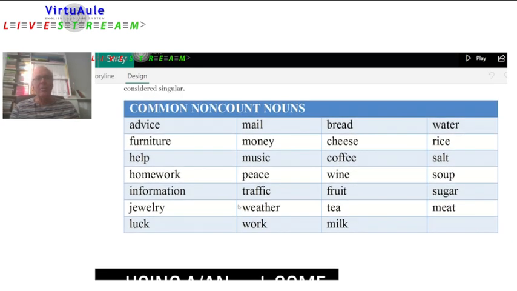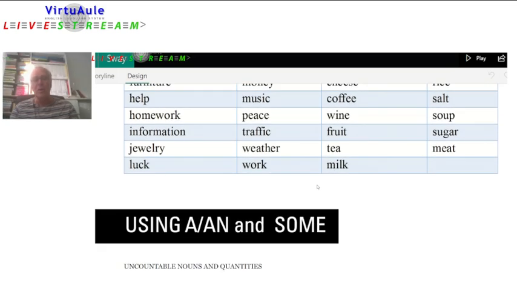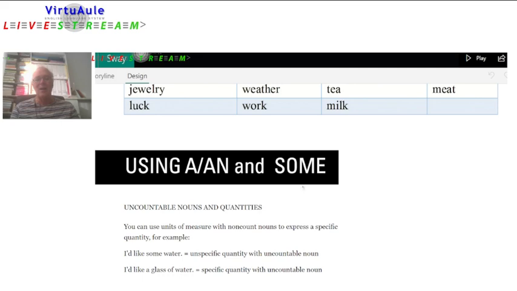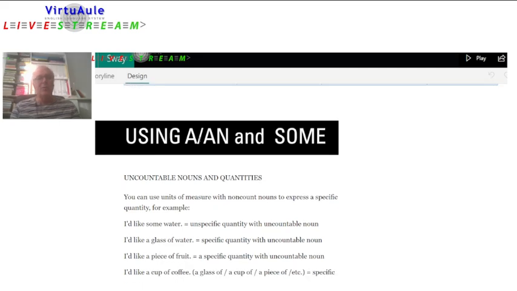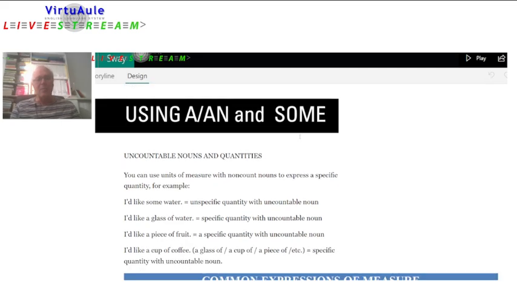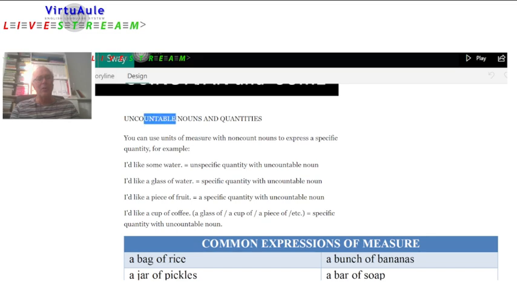They are common non-count nouns. I cannot say 2 monies, or I cannot say 2 sugars. I say some sugar, but not sugars. Using a, an, and some. Let's look at this a little closer with uncountable nouns and quantities.